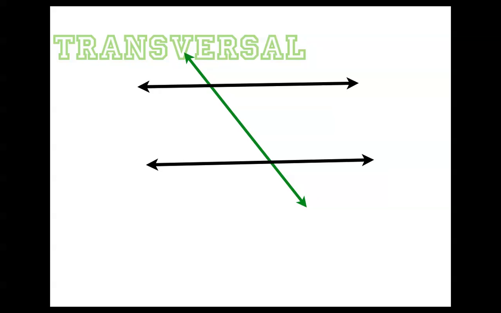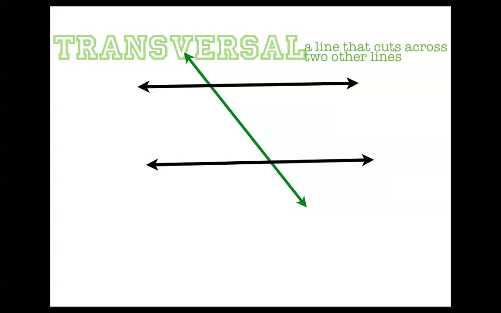Let's say that you have another street that cuts across those streets, and it does it at an angle. A fancy word for cutting across would be to transverse or to traverse, but we call this line that cuts across a transversal. And a transversal is just geometry's word for a line that cuts across two other lines. Okay, so that green line is called a transversal. It cuts across the two parallel lines.